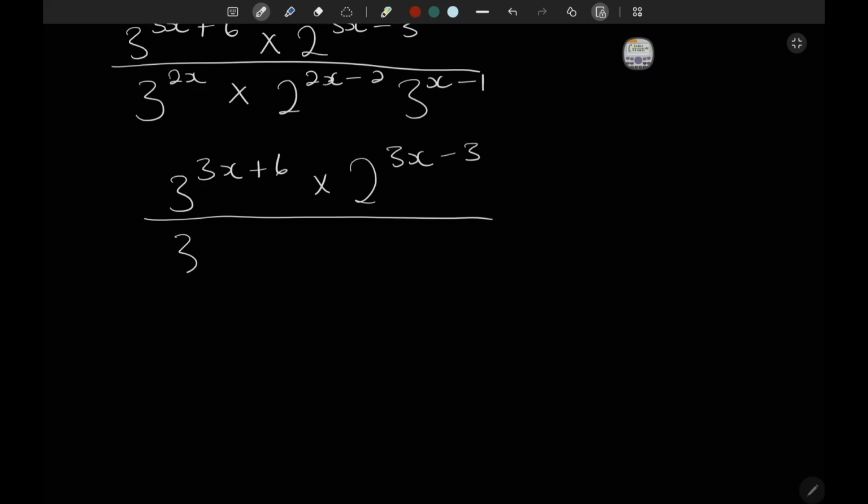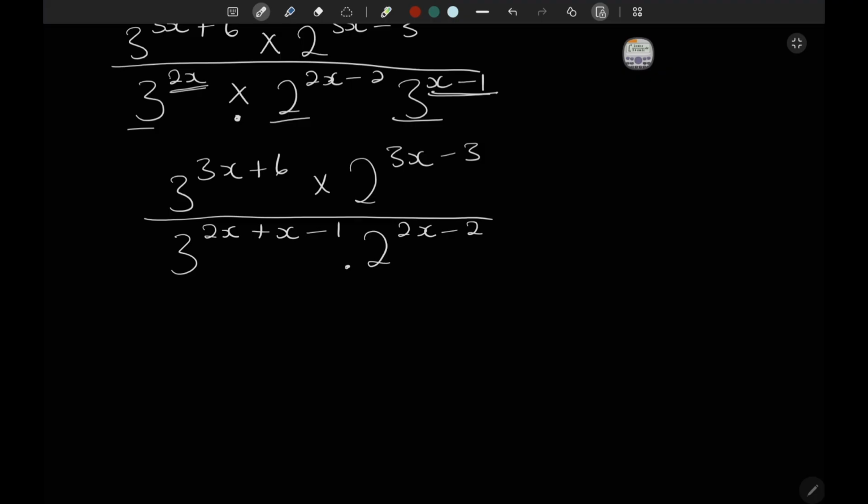Over, we have 3 and 3. So you write down a base, which is 3. You have 2 bases that are multiplied, so we add the exponents. You write down a base, which is 3, then 2x plus x minus 1. You write down the 2 as it is, times 2 to the power 2x minus 2.